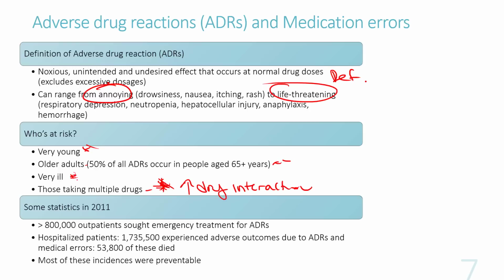People that are very ill, obviously there might be some compromise of certain organs, or even their ability to fight off infection and to cope with just life in general, as well as to cope with the number of drugs used to treat their illnesses. So again, these are just some stats that you've got over here, and just note that most of these incidences were preventable.